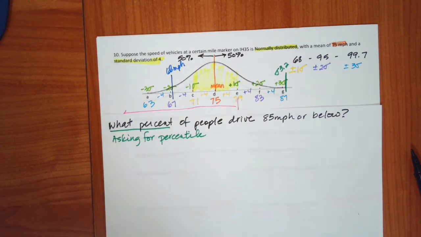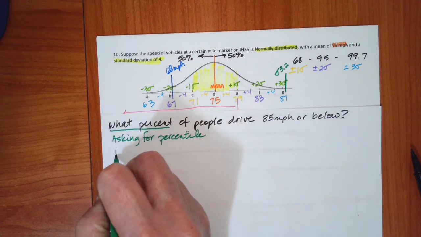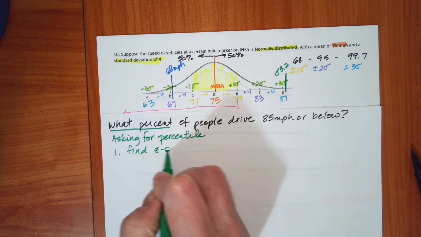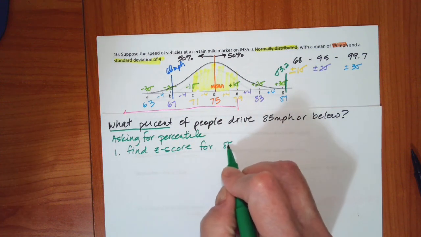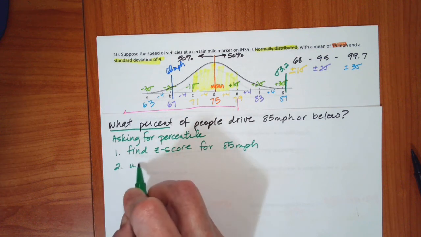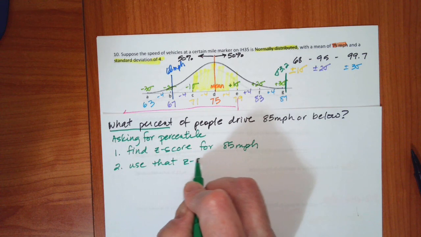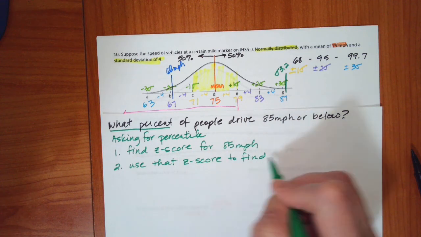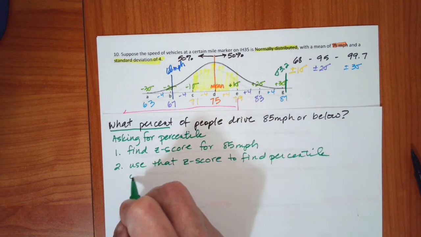So if we do that, we have to go to our percentile table, which I'll be digging out while I talk. That will be given to you. But what you're going to have to do is find the percentile. There's going to be a two-step process. So one, you're going to have to find the z-score for 85 miles per hour. And then you're going to use that z-score to find the percentile on the table.